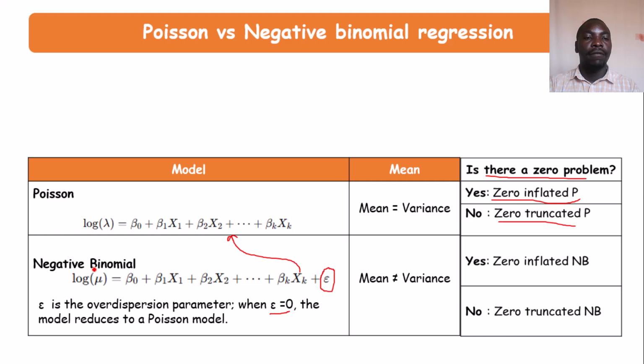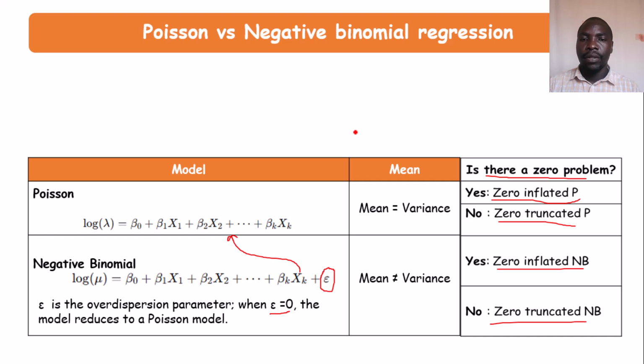The same thing applies if you have negative binomial. If there is a zero problem, then that is zero inflation. If not, it is zero truncated. Now, the issue comes: how do I choose the most appropriate model to use in my analysis? Most of the time, depending on the software you're using, you may need to fit all these models, and then you run the model fit statistics for each of these models. You compare them, and the one with the best statistics becomes the most appropriate.